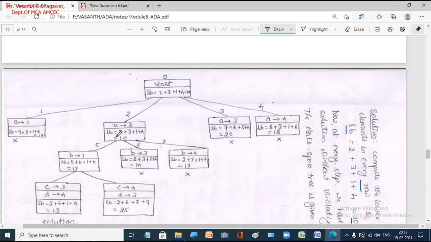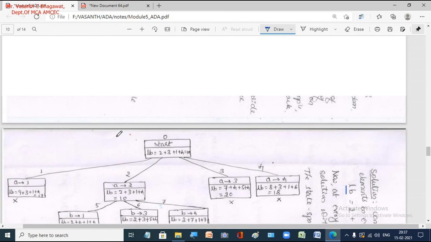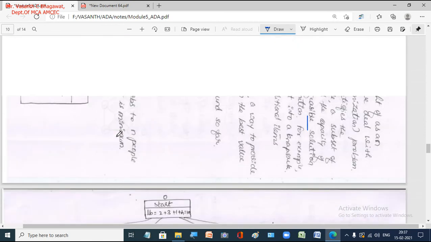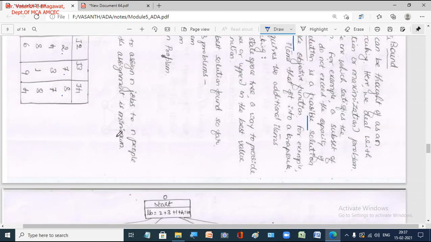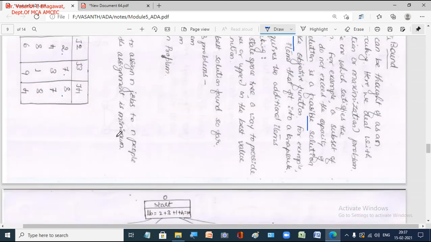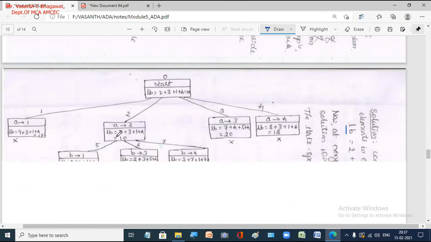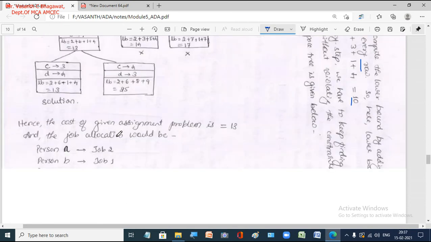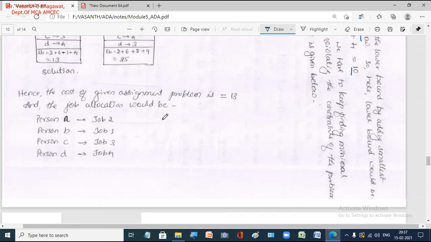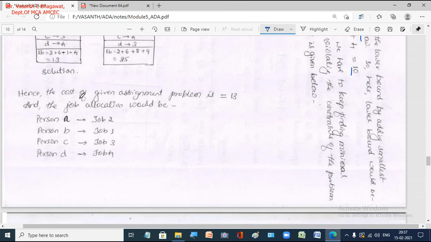So now what is the solution we are going to get? Yeah. So this is the state space tree we got. Now this is the solution. So hence the cost for the assignment problem. What is the total cost you got here? So finally it was 13.